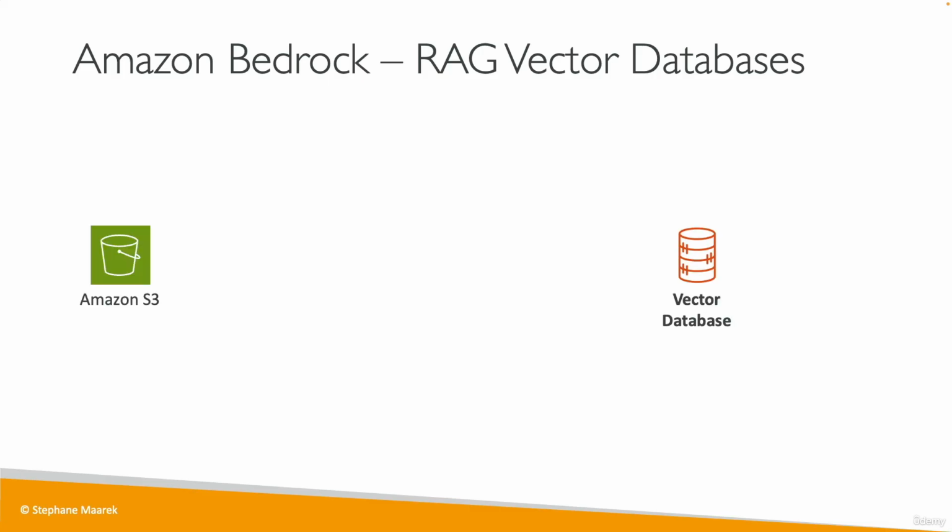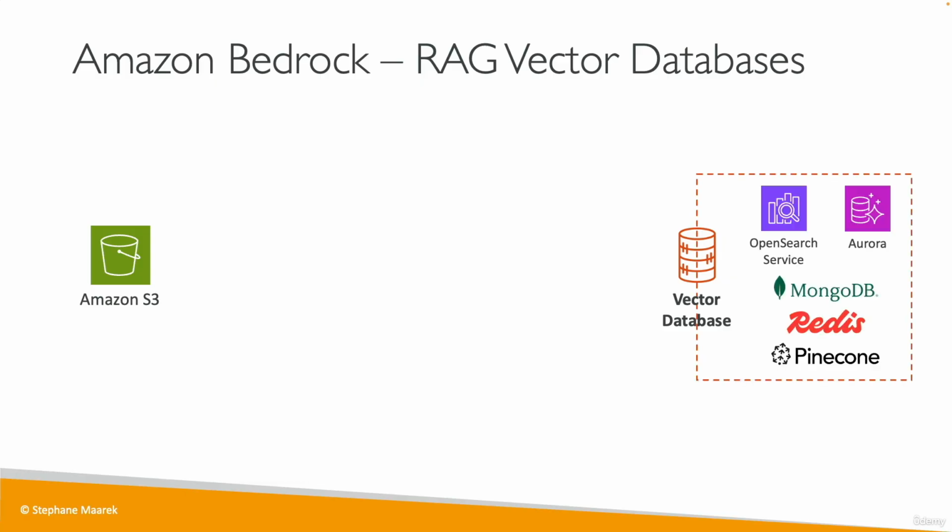And so we have several options. So vector databases on AWS and Amazon Bedrock can be of several kinds. So we have two services on AWS that are possible to use as your vector database. The first one is called OpenSearch Service, and the second one is called Amazon Aurora. So remember the names, Amazon OpenSearch Service or Amazon Aurora.